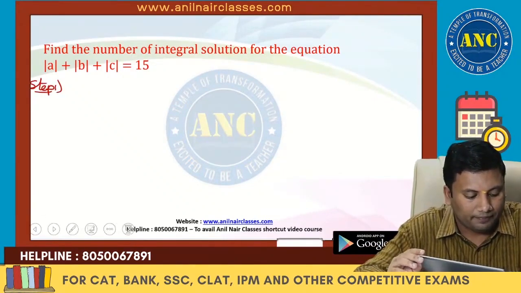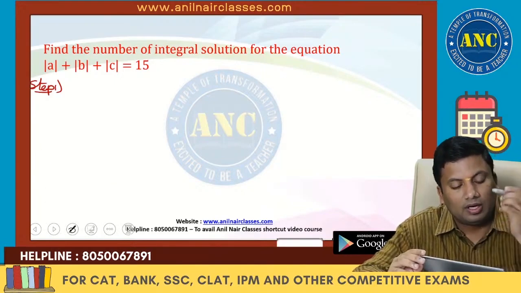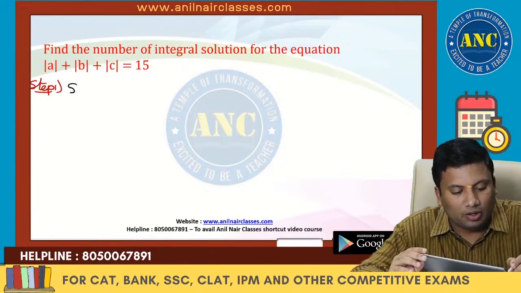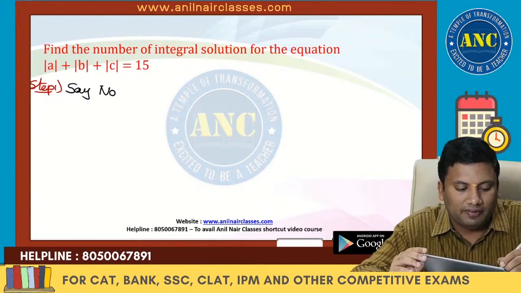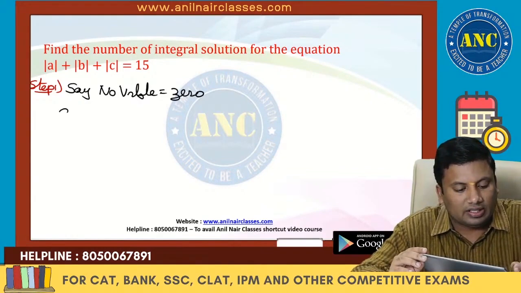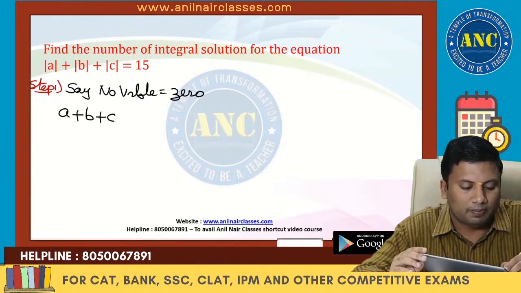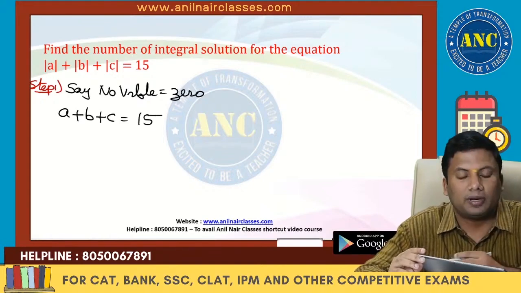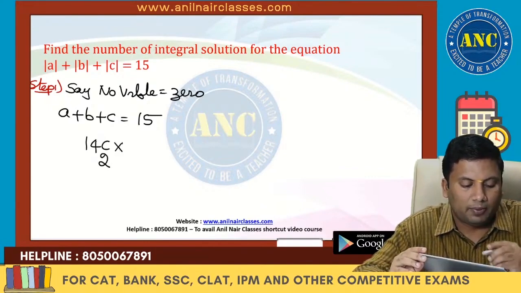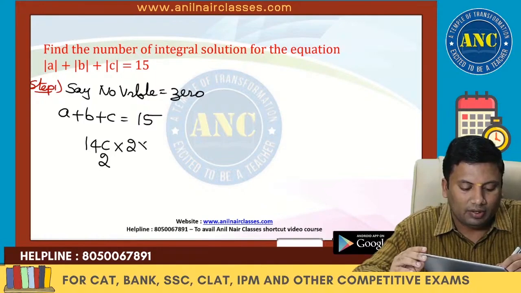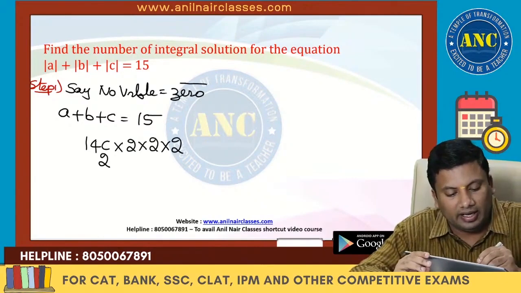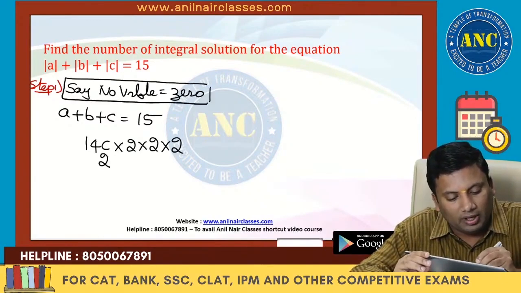Step number 1. Mod A plus mod B plus mod C equals 15. Say no variable is 0. Go step by step, you will get the answer. Modulus always gives a positive value. A plus B plus C is 15, so the answer is 14C2. A can be positive, A can be negative, so 2 into 2 into 2. 14C2 into 8 is when no variable is 0.